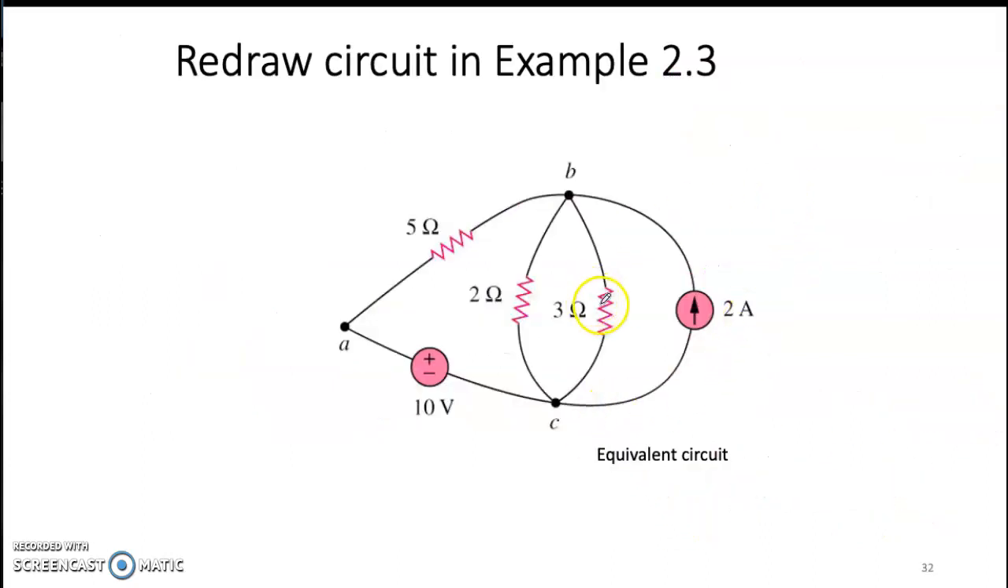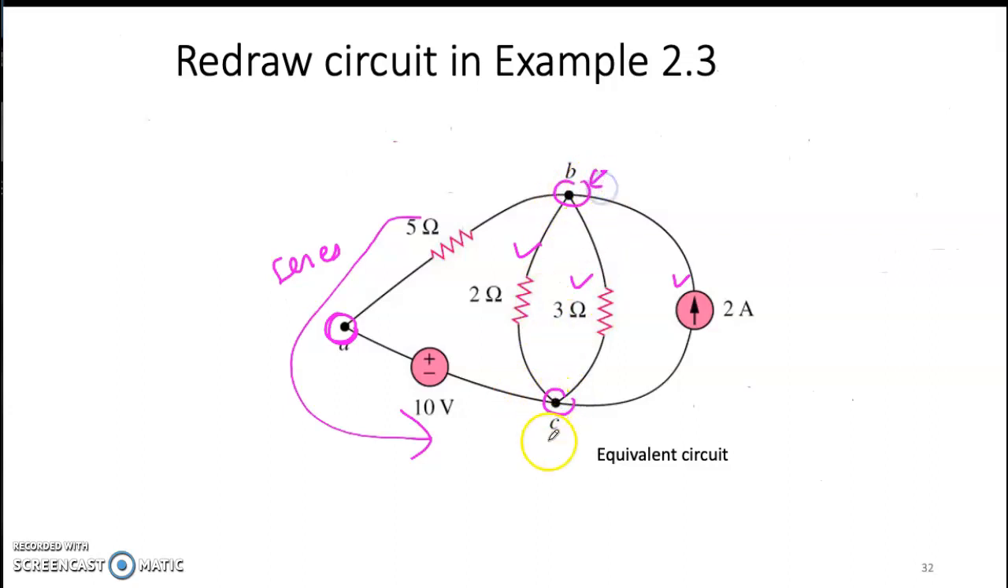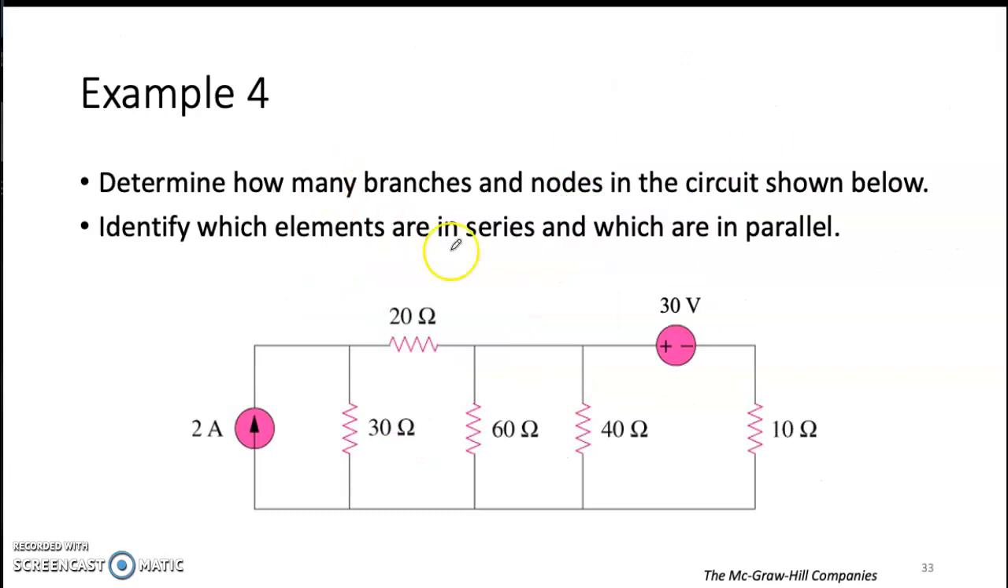Okay. Now if you redraw the circuit, this 5 ohm and 10 volt here are in series. They are sharing a node. But the 2 ohm, 3 ohm and 2 ampere are connected at the same node at both ends, node B and node C. So we call this parallel. Okay. Now let's move to the second example.